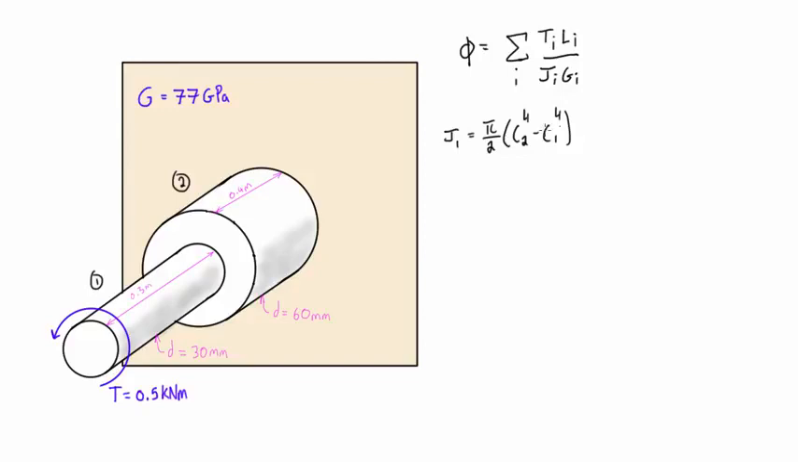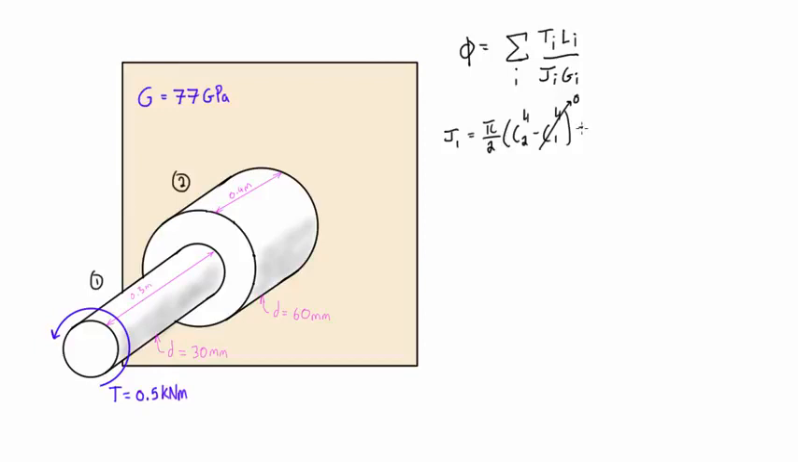Now that was from the previous videos, where C2 is basically the distance from the axis out to the outer surface of the rod. And C1, if it's a hollow member, is the distance to the inner surface. This is a solid member, so C1 is actually just going to be 0.